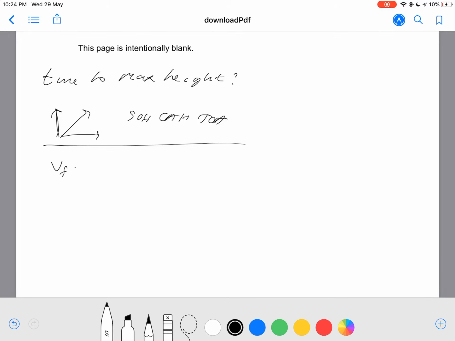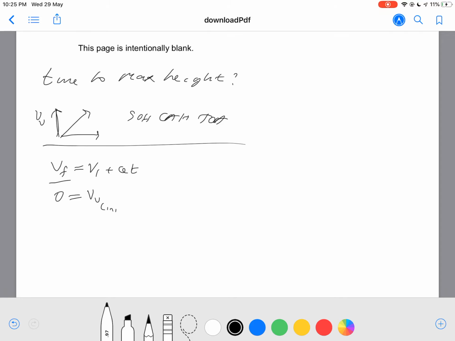You'll use final velocity equals initial velocity plus acceleration multiplied by time, where the final velocity is always zero. The initial velocity is the vertical velocity that you calculated using SOHCAHTOA, so you can just substitute this for the vertical velocity.